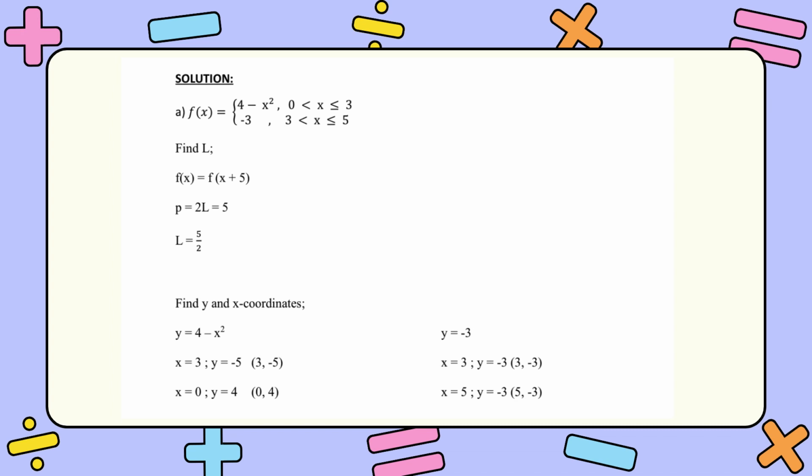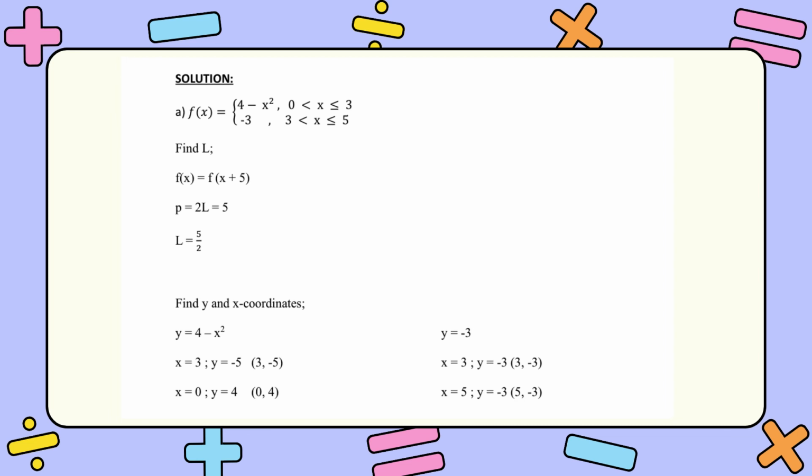The first step is that I wrote back the intervals and calculated the value L. To find L, P is equal to 2L, and to find P I took from the function f in the bracket x plus 5. So the 5 is the value of P. So P is equal to 2L equals 5, and when we calculated, L was found to be 5/2. The next step is to find the y and x coordinates.